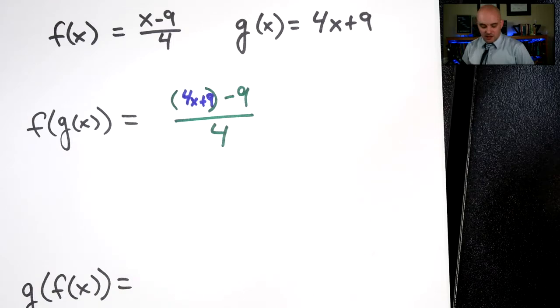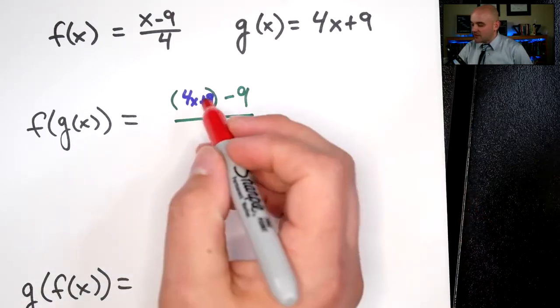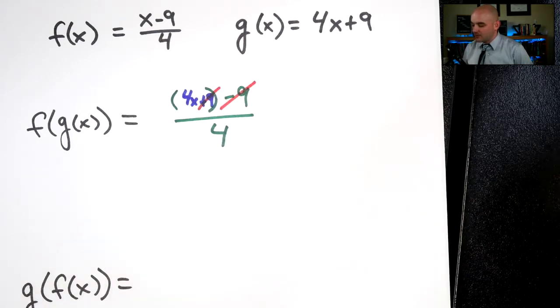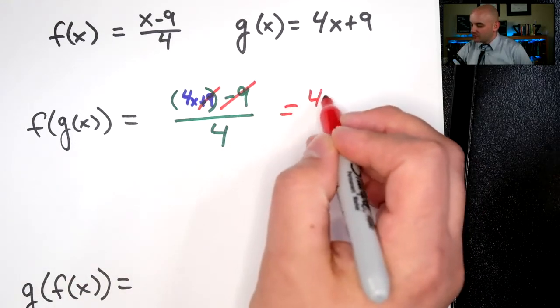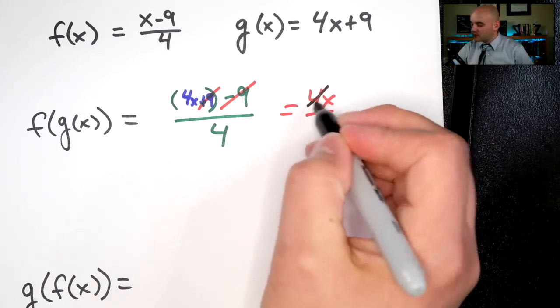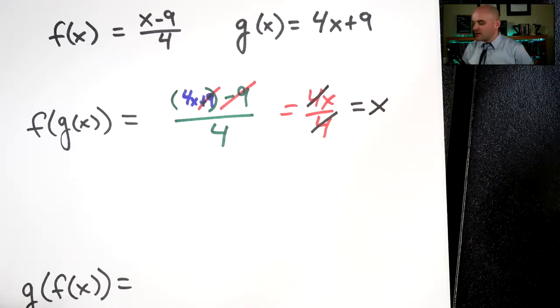And now I can simplify this thing. So I've got 4x plus 9. The parentheses no longer matter in this situation. But I have plus 9 and a minus 9. They cancel out, and that leaves me with 4x over 4. And then from there, notice that 4 divided by 4 is 1. These go away, and I'm left with just x. Okay? So I'm telling you right off the bat, these are inverses to one another.